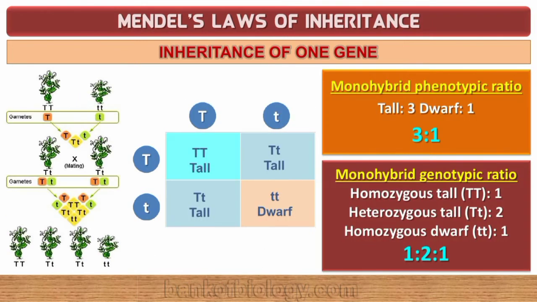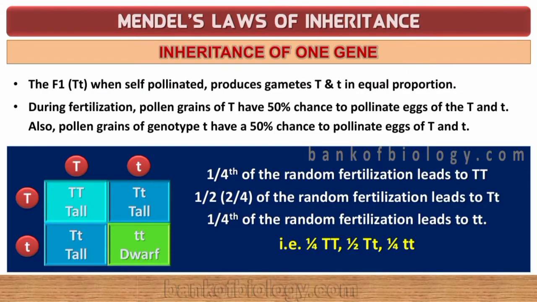One was homozygous tall, two were heterozygous tall, one was homozygous dwarf. That is the genotypic ratio, whereas phenotypic was 3:1. Physically, three were tall and one was dwarf. Inheritance of one gene: the F1 when self-pollinated produces gametes T capital and t small in equal proportion. During fertilization, pollen grains of T have a 50% chance to pollinate eggs of T capital and t small.